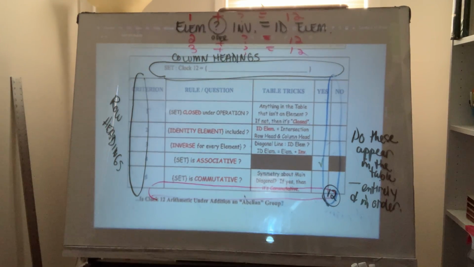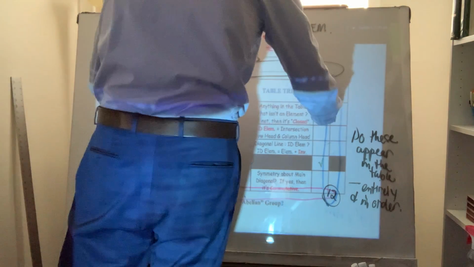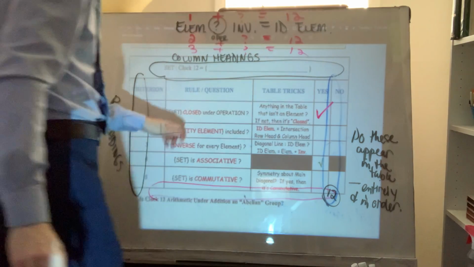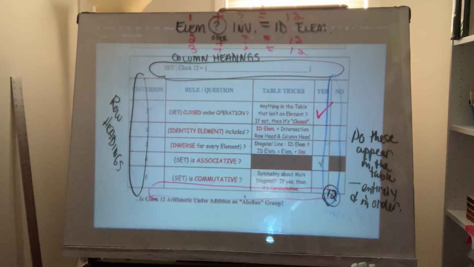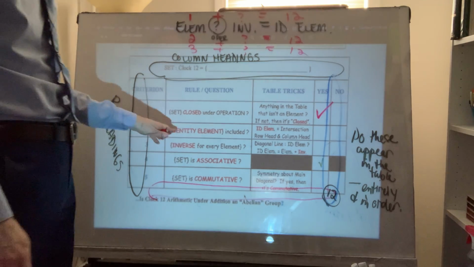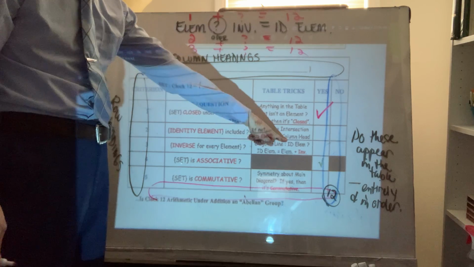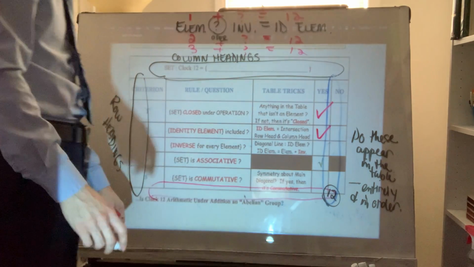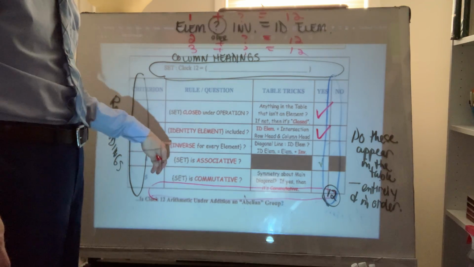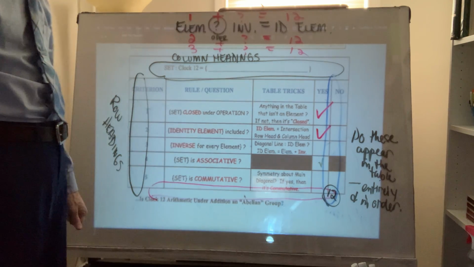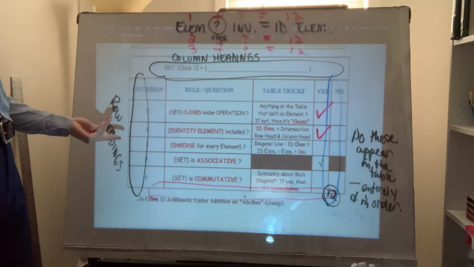Let's go back to this just to check off here. It is established. Yes, the system is closed. There's nothing weird in the table, no extraneous elements. The identity element is the point of intersection of the row heading and the column heading in the table, and that is the number 12 we have discovered. And now we're going to check this for inverses. Inverses for every element. Are there inverses for every element?